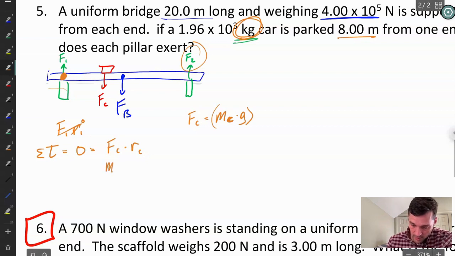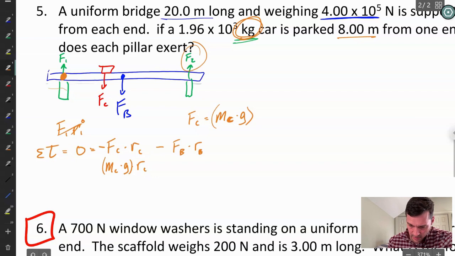So we've got m of the car times g times where that is, mgr, force times r. So that's the car, and that is going to rotate this clockwise. According to our convention, clockwise is negative, so that would be a negative torque. The bridge's own weight is also going to rotate this clockwise if it were hinged at the left-hand pillar. So that's also a negative torque. We've got the force of the bridge times its radius.